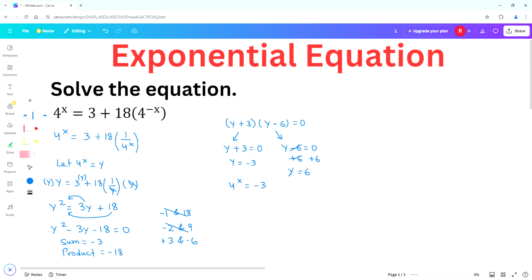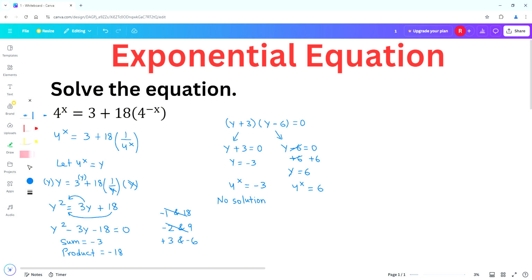The first case is 4 to the power x equals negative 3. This equation has no solution because for no value of x will 4 to the power x be equal to a negative number. So this case gives us no solution. Now we can analyze the second y value. We have to solve for x, which is the exponent on 4.